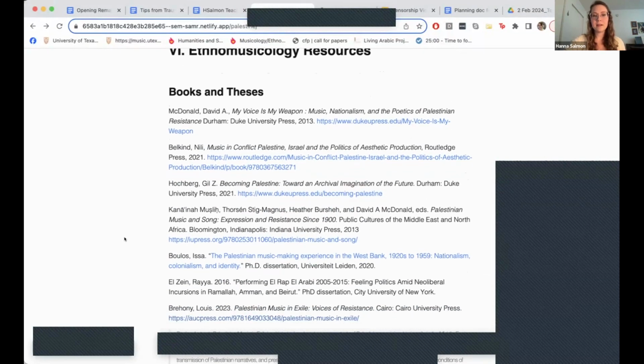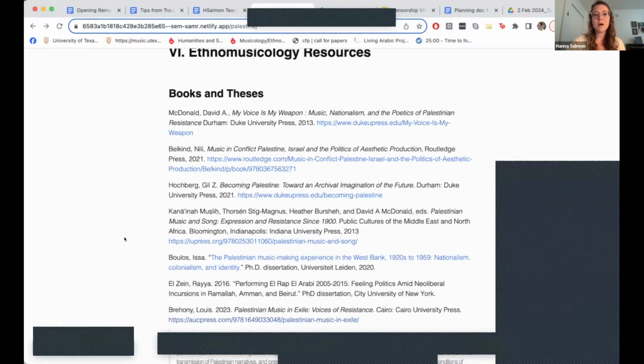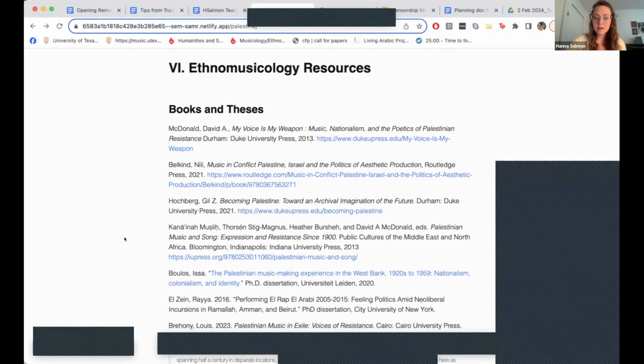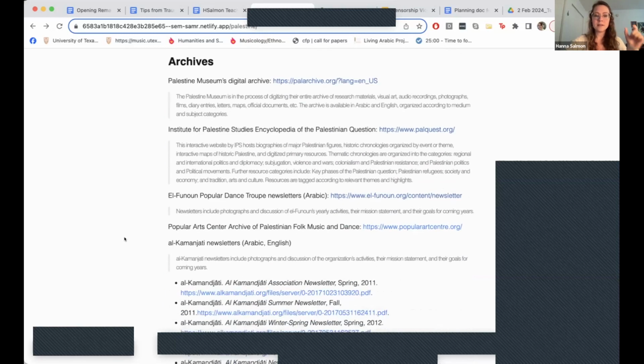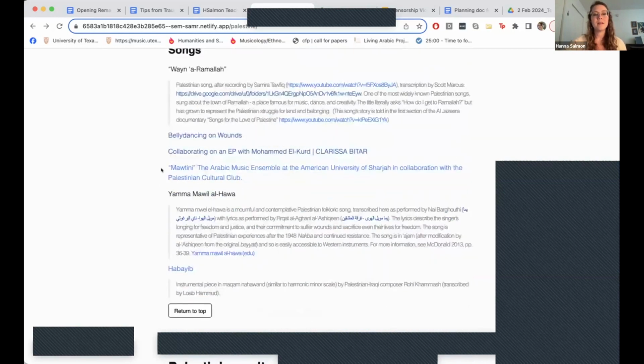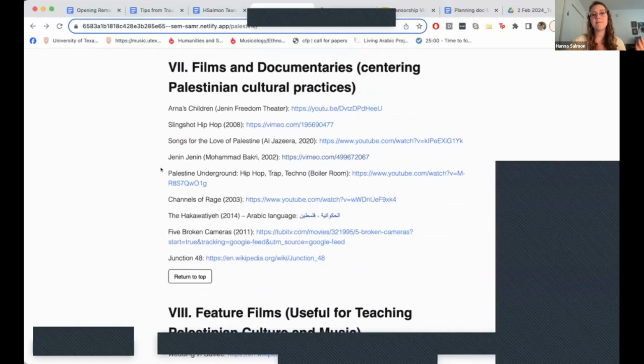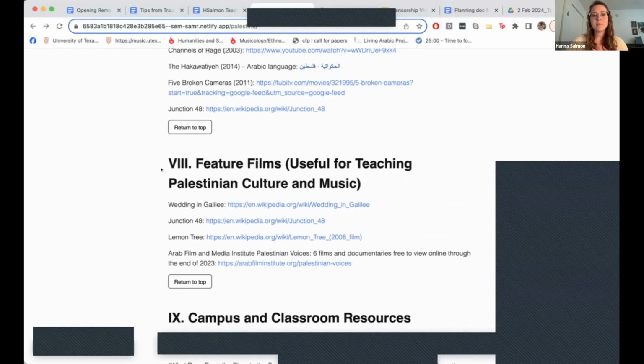There is a list of really excellent books and theses in the ethnomusicology genre on Palestine, as well as a list of archives. I love this archive in particular. They have all kinds of things. You know, I work on storytelling. They have digitized the notes from some of the folklorists who did this research on storytelling in the 70s and 80s. It's really incredible. It's an incredible archive. A list of important songs, and finally, films and documentaries that can be useful for the classroom.